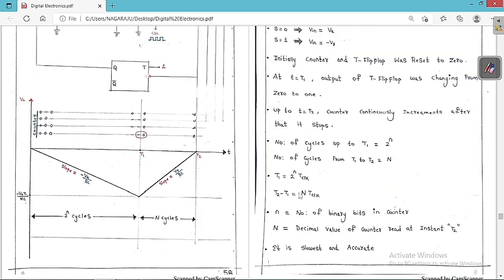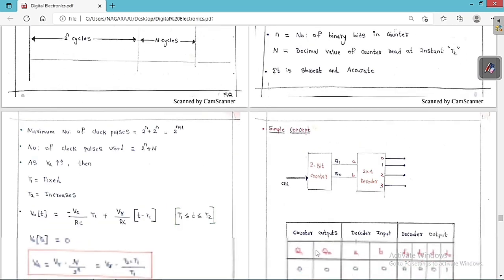So what is T1? T1 is 2 to the power of n times T clock, and T2 minus T1 is equal to N times T clock. The small n is called the number of bits in the counter, and capital N is called the decimal value of the counter, which is read at the instant T2. It is the slowest and very accurate.